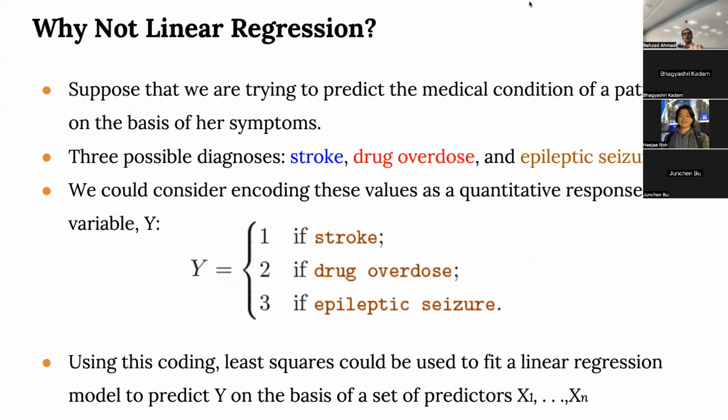Another example is a possible outcome for a medical condition: stroke, drug overdose, or epileptic seizure. So three classes. And we are trying to predict whether that person would be in any of these three situations, given the predictors that we have.